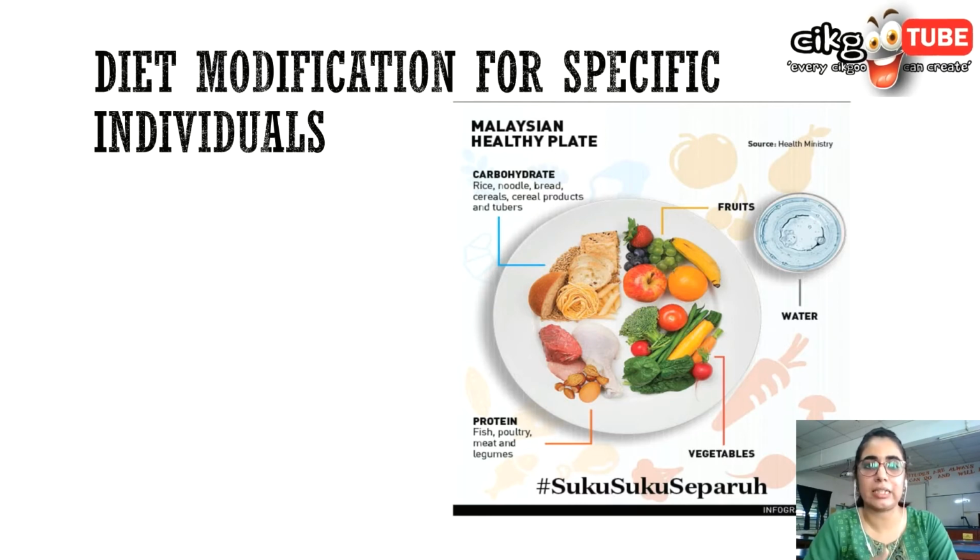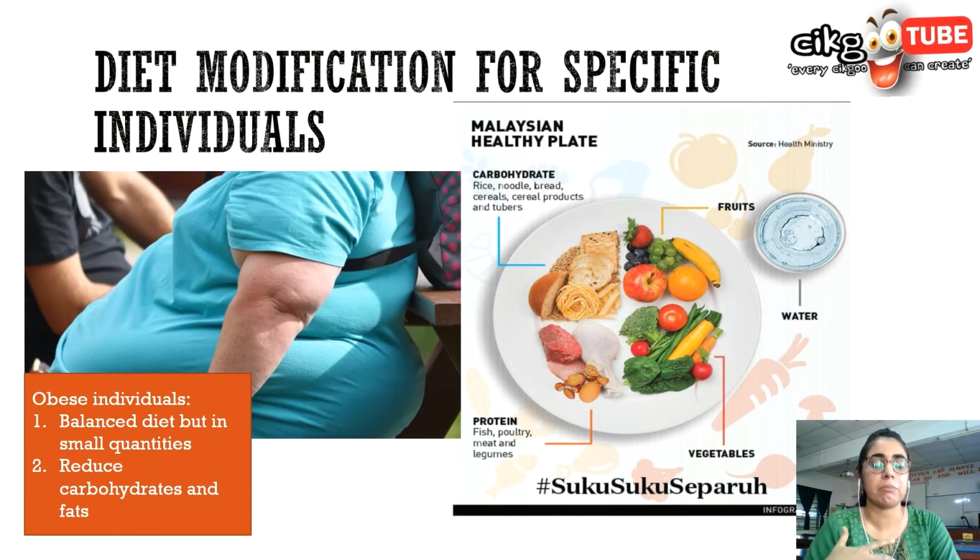Now, excessive food intake that are rich in saturated fats can cause health problems such as obesity and also cardiovascular diseases. Now, let's look at the diet modification for specific individuals. Now, diet modification for obese individuals is that if the person is obese, they have to take a balanced diet. That is food for all food classes but in a smaller portion. They have to reduce the intake of food in carbohydrates and also fats. Now, because all the excess food that are stored as fats, they are stored under the adipose tissue, which can cause increase in weight.